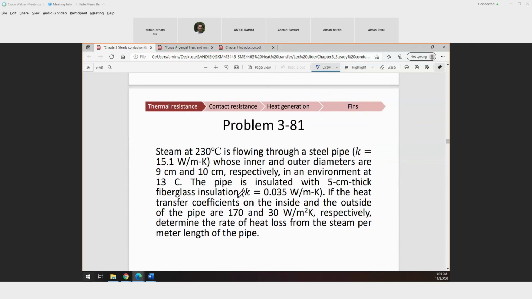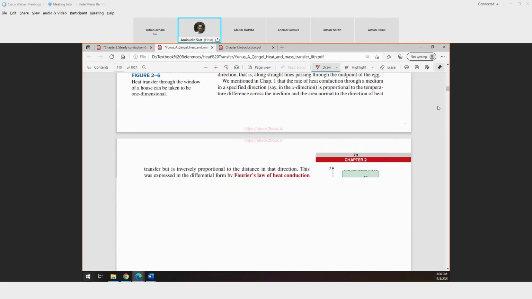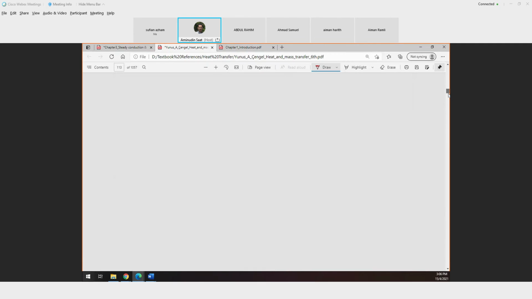So this is an example problem. You can try this example, problem 381. I think this is the old textbook. If you go to the new textbook, it should be the one with steam at 230, I think 384 or 385. Any questions so far? Probably you're not very clear about how to use it.